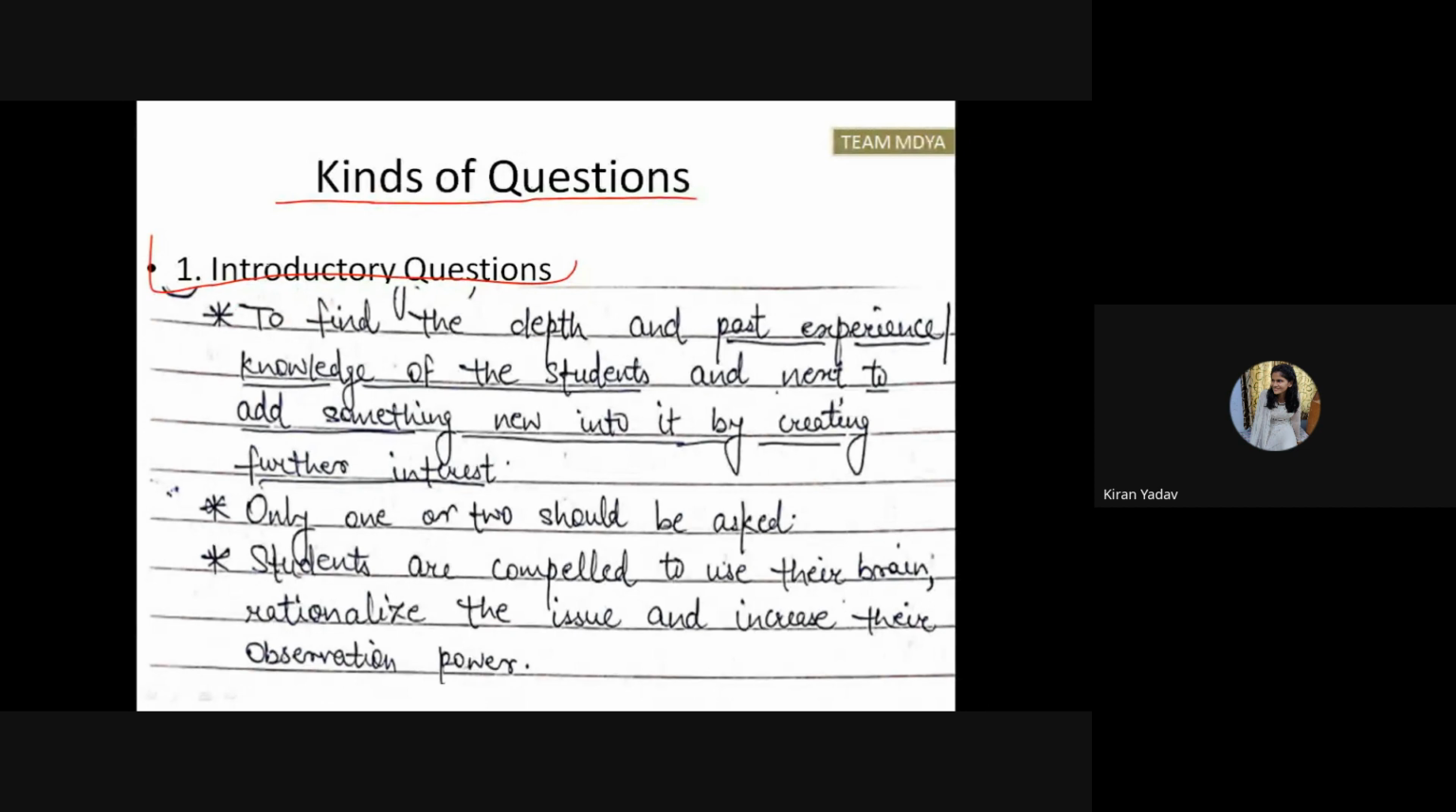So why does a teacher ask introductory questions? To find the past experience and knowledge of the students, and next to add something new to it by creating further interest. In an introduction, only one or two questions should be asked. Then students are compelled to use their brain, rationalize the issue, and increase their observation power. So, who can give me an introductory example?